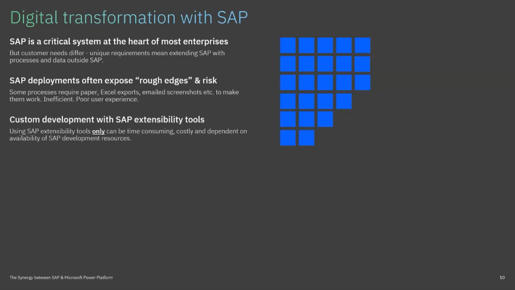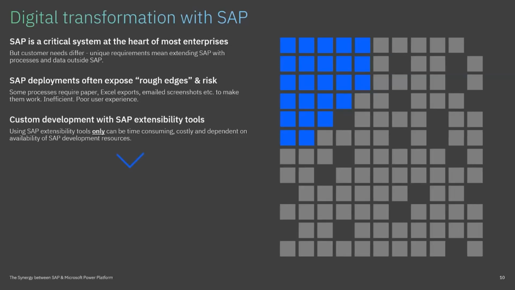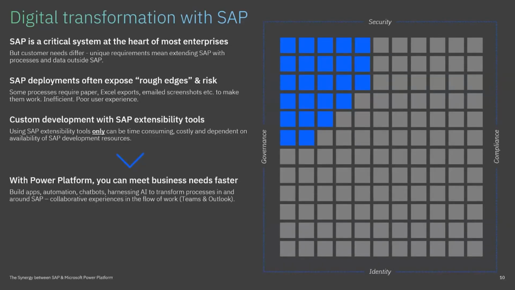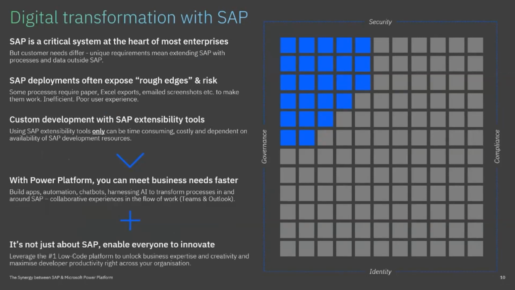So then you get into custom development, right? And you want to maintain that clean core as part of your strategy. And this is where you can really open up the innovation in your organization to integrate to your collaborative solutions, with governance, security, compliance, and identity being managed all the way. It's not just about SAP. It's about enabling everyone to innovate.